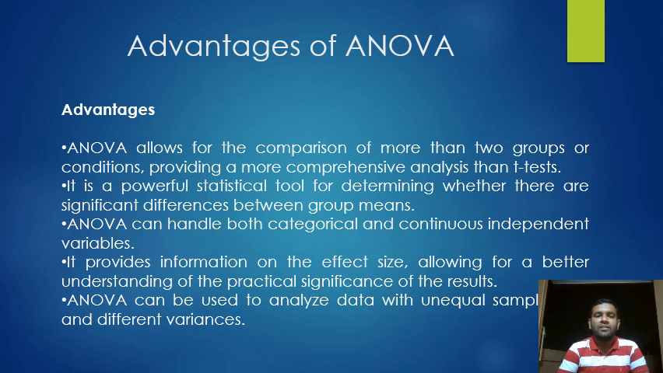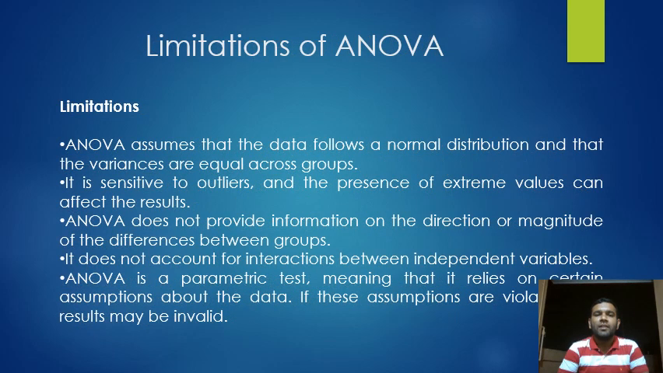When there are advantages to any certain thing, there is a fair chance of having an equal number of disadvantages. Now, let us look at the disadvantages, also known as the limitations of ANOVA. ANOVA assumes that the data follows a normal distribution and that the variances are equal across all groups. This is a big limitation of ANOVA.